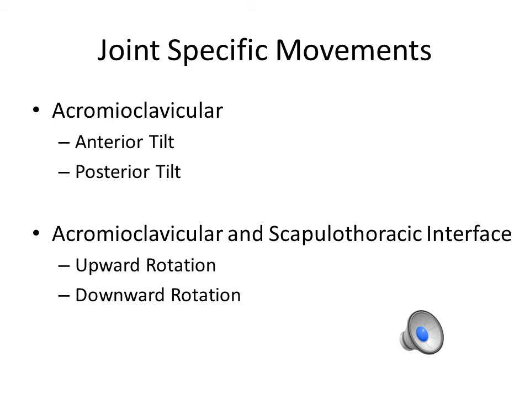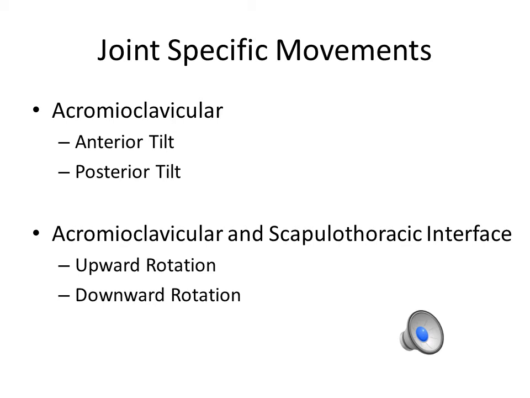The acromioclavicular joint also has movements of upward and downward rotation. Upward rotation of the acromioclavicular joint is described as the superior rotation of the acromion process on the fixed clavicle in the frontal plane around the AP axis. Downward rotation of the acromioclavicular joint is described as inferior rotation of the acromion process on the fixed clavicle in the frontal plane around an AP axis.